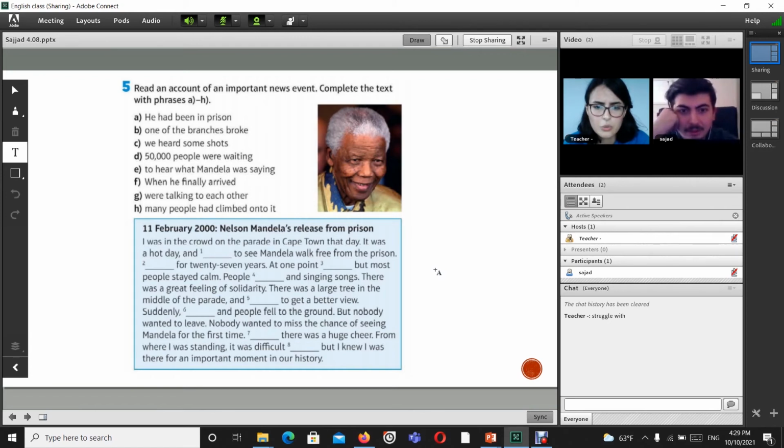There was a huge wait. Are you sure about number seven? 50,000 people were waiting. There was a huge cheer. I think this is when he finally arrived, there was a huge cheer. Am I right? Yeah. So this sounds better. Okay.